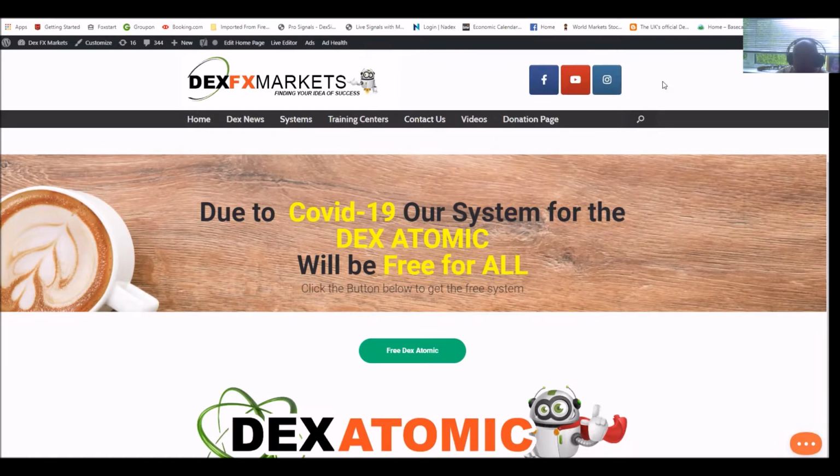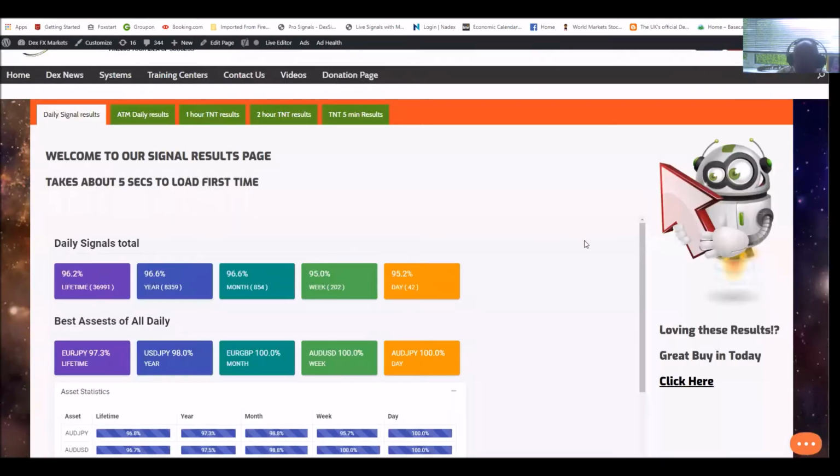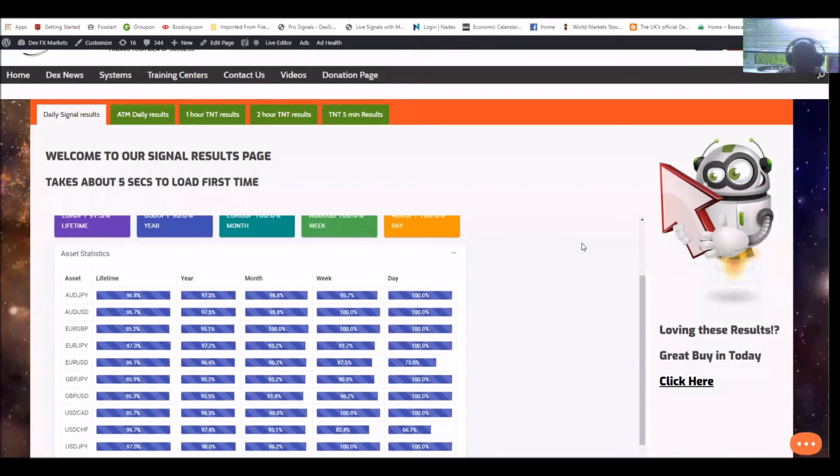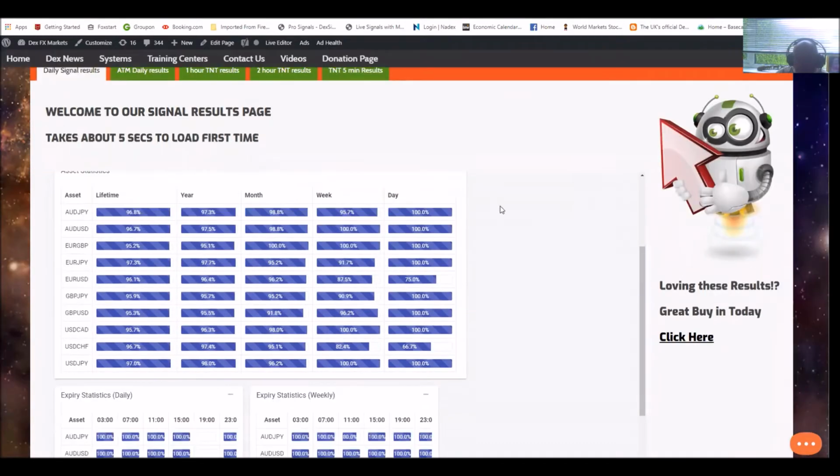However, moving on. Let's move straight on to our signal results. Okay, the daily signal results are as follows. For the last 24 hours, everything's looking pretty good. The lowest statistic we have is USDCHF, at 66.7. And for the week, 7 days, everything is looking superbly well. The lowest is, of course, the USD CHF, at 82.4%.